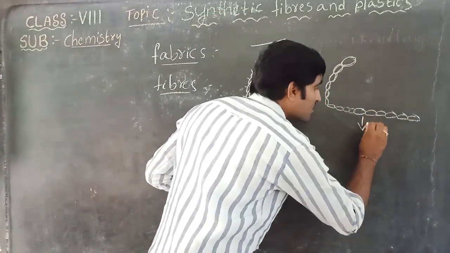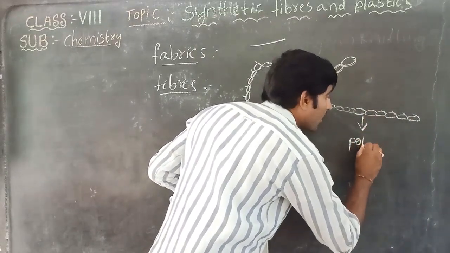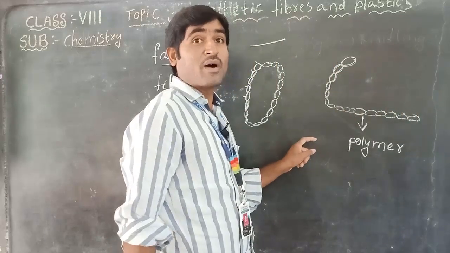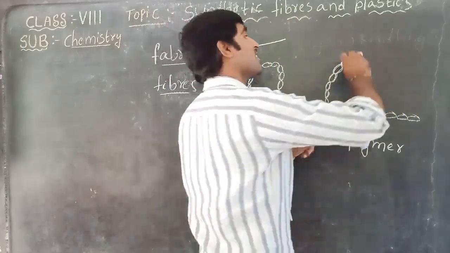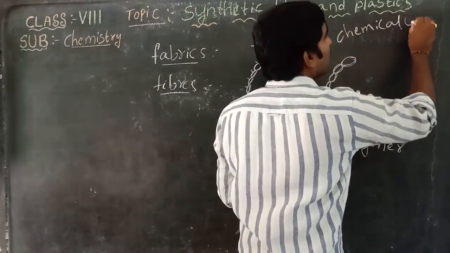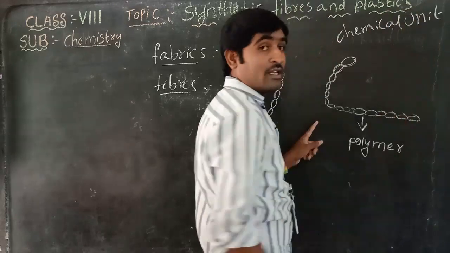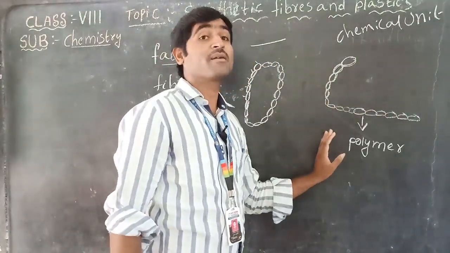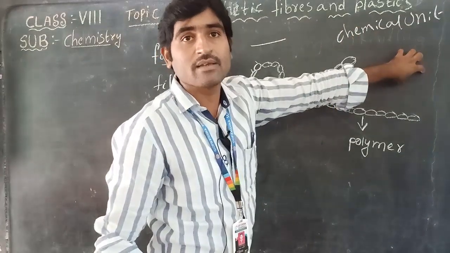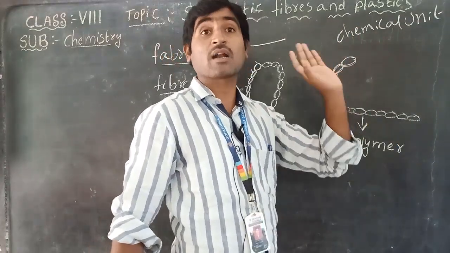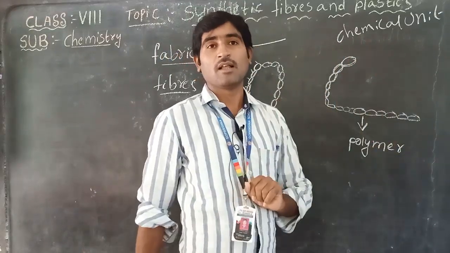This long chain is called a polymer. What do we call the long chain? Polymer. The small unit present in the making of synthetic fiber is a chemical unit. This long chain is formed by chemical treatment in the laboratories. That's why this fiber is called man-made fiber or artificial fiber.